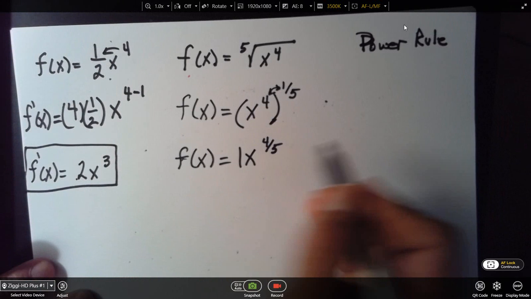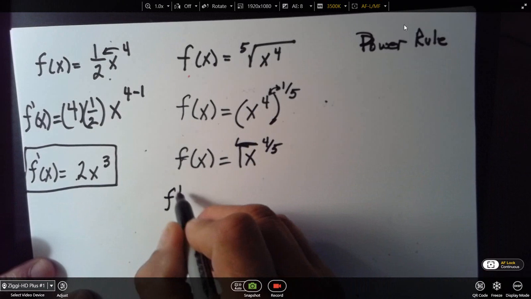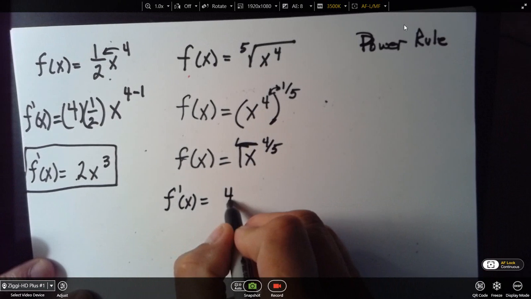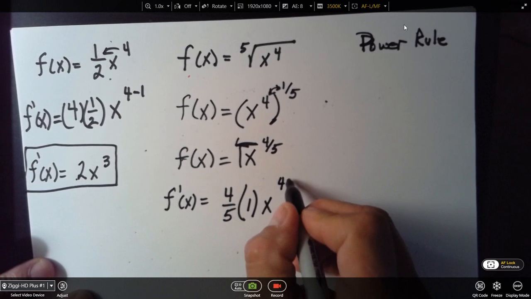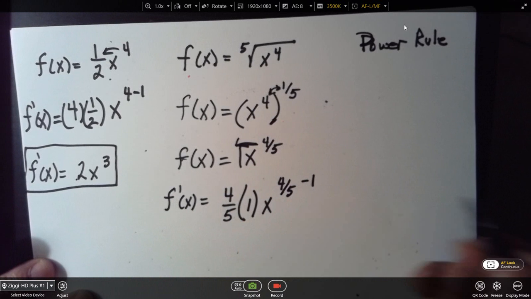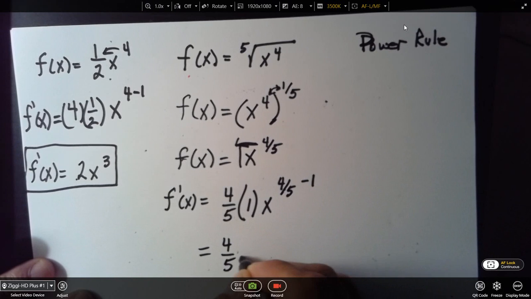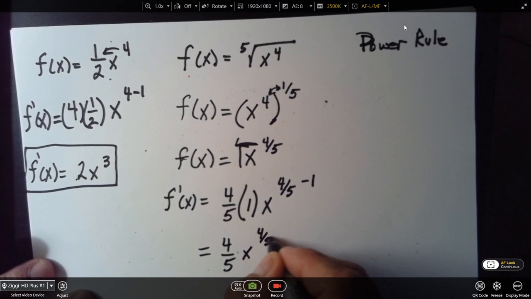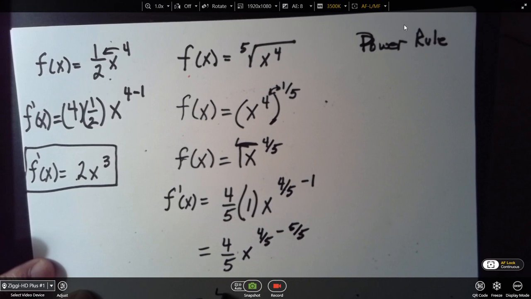This one, bring the 4/5 out. So that's going to be f prime of x is equal to 4/5 times 1 times x to the 4/5 minus 1. Now you can't subtract this because you don't have a common denominator. 4/5 times 1 is 4/5. x to the 4/5 minus 5/5. So f prime of x is equal to 4/5 x to the what? Negative 1/5.